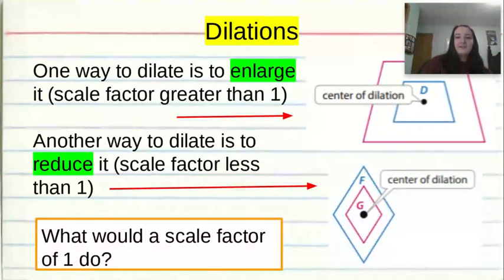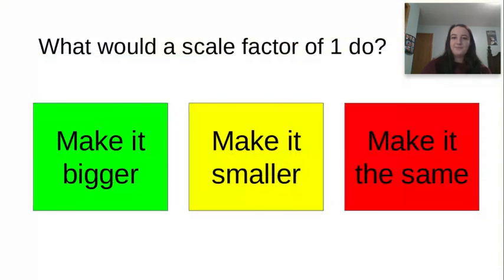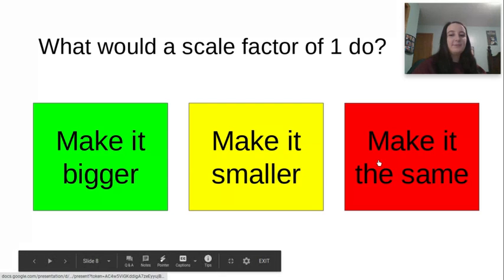So if you had a scale factor of 1, that means that you are just going to keep the shape as it is. Because remember, any number multiplied by 1 is going to be equal to that original number. So if you have a scale factor of 1, it does not get bigger and it does not get smaller, it just stays the same. So like I mentioned, a scale factor of 1 does not make it bigger, it does not make it smaller, but it makes it the same.